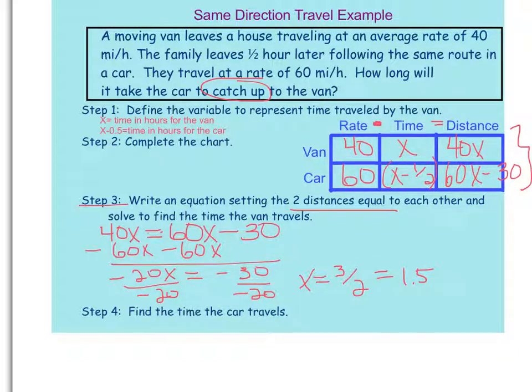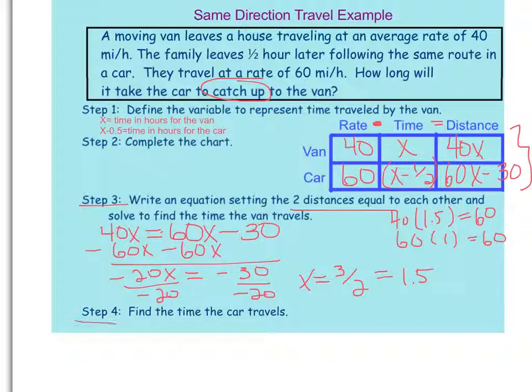So if we multiplied 40 times 1.5, if we went up here and checked our answer, 40 times 1.5 is 60. And remember, the car is traveling for half an hour less. So if x is 1.5, then x minus 1/2 is 1. And 60 times 1 is also 60. So they both traveled 60 miles, so the car has caught up to the van.